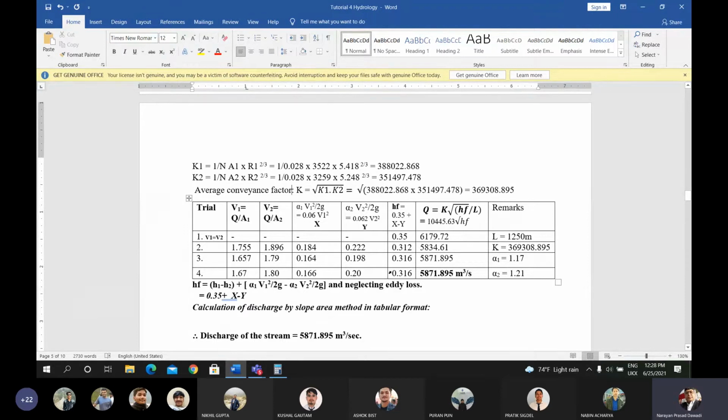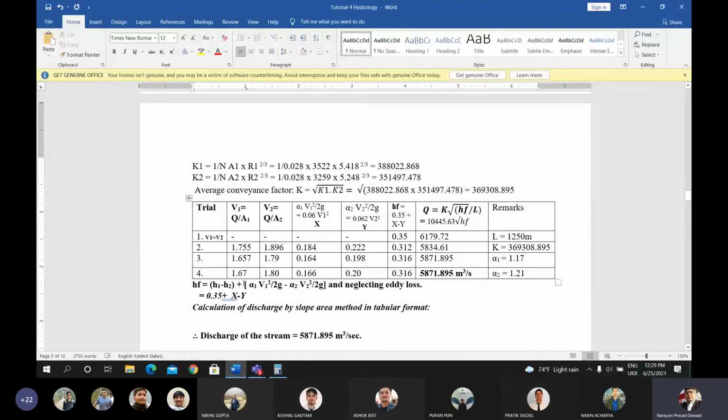You will get the HF as 0.316. After getting this HF 0.316, for the third trial the value is 0.316, and for the fourth trial the value is also 0.316. Both of them are equal. So you can calculate this as 5871.895 meter cube per second. The discharges of trials 3 and 4 remain the same. So the discharge of the river will be 5871.895 meter cube per second.